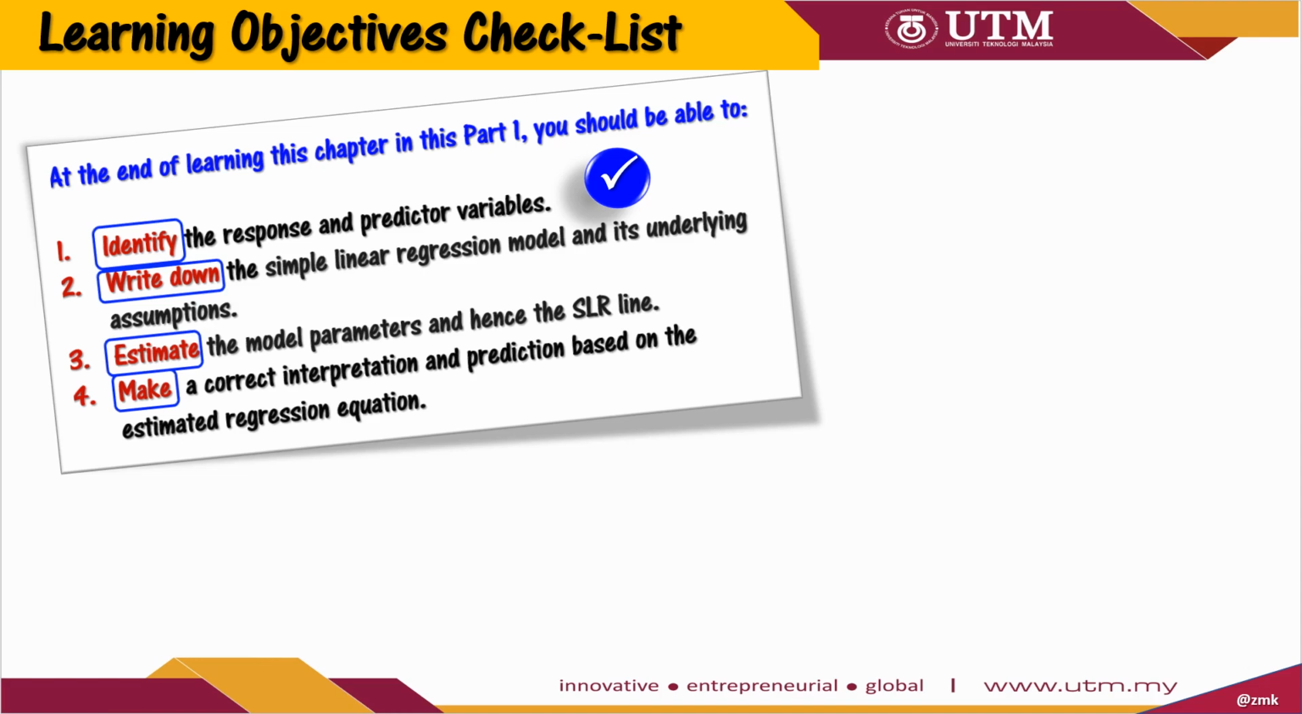Next, you should also be able to write down the simple linear regression model with the random errors inside the equation, as well as its underlying model assumptions when you want to estimate the model parameters by using the least squares method. Thirdly, you should now be able to use the relevant formula and your calculator to estimate the simple linear regression model parameters and hence obtain the predicted or estimated simple linear regression line given by y hat equal to alpha hat plus beta hat times x.